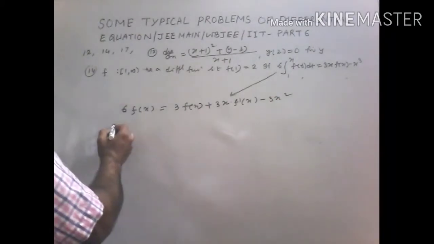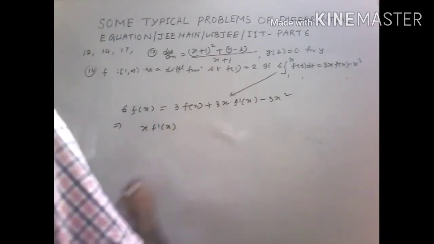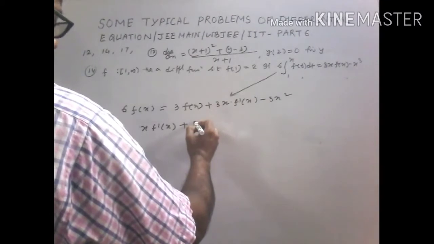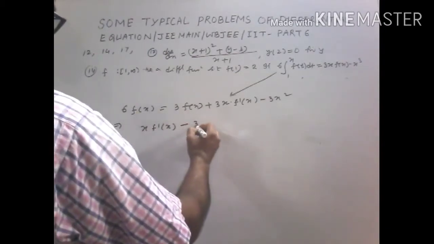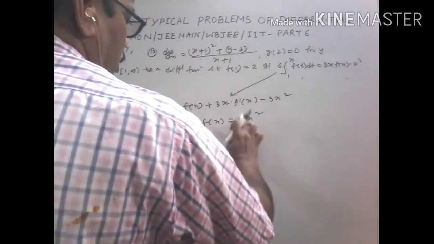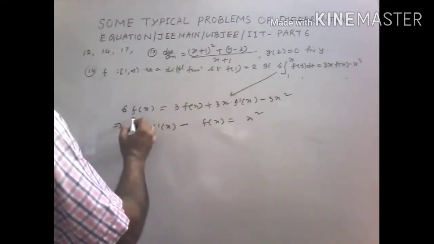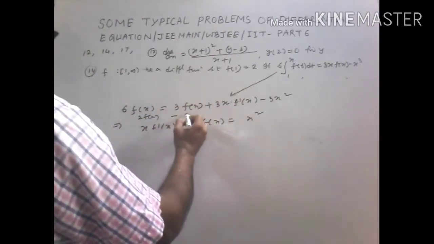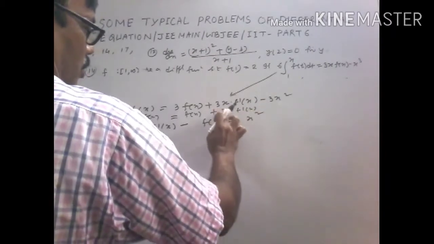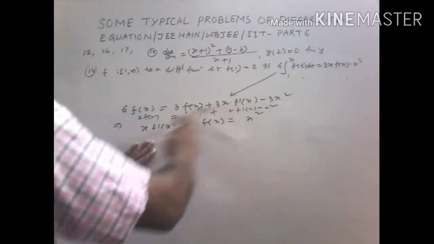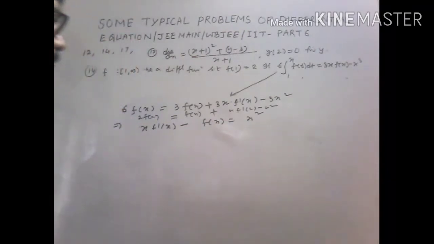Minus 3x². Now for the differential equation, 3 cancels. x f'(x) plus x f'(x) plus 3 f(x), this is minus, so this is minus 3 f(x) equals 3x². So 3 cancels, this is 2 f(x) minus f(x), plus 3x into f'(x), so minus x². So x into f'(x) minus f(x). If you transfer this, you get x². So this is our differential equation.